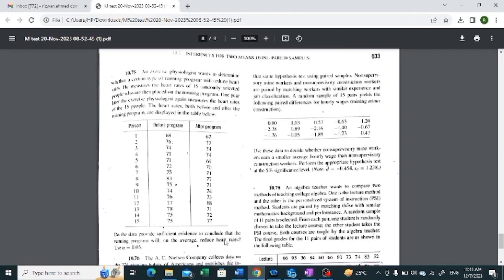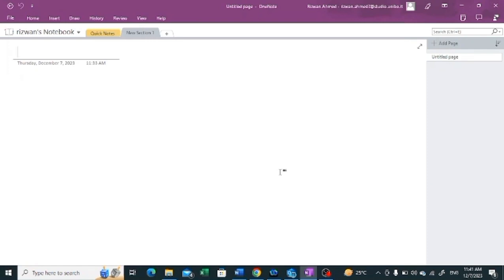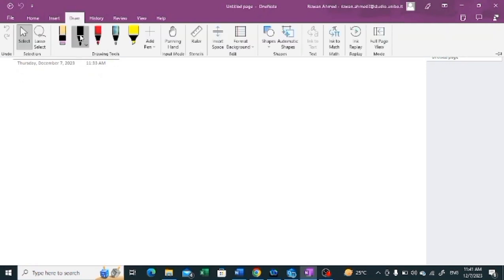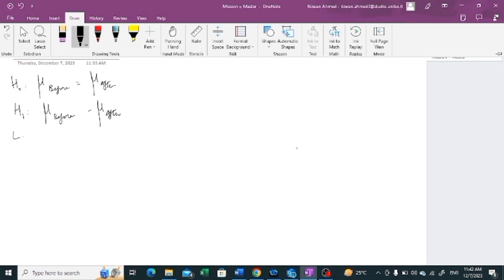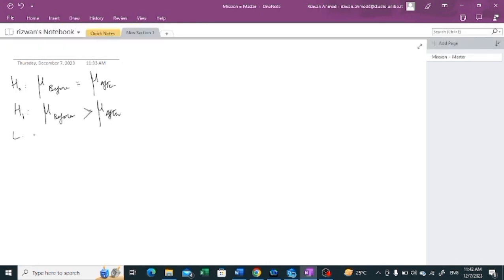So what we do, we need to first state the null and alternative hypothesis, as the question is focusing on the perspective of whether the running program reduces heart rates. So we state our H0 and H1 as: H0, the mean heart rate before program equals after program. H1, the mean before is greater than after. Since there is a greater than sign, there is no need to divide alpha by 2, and we take 0.05 level of significance.